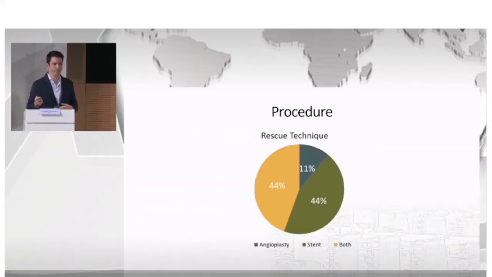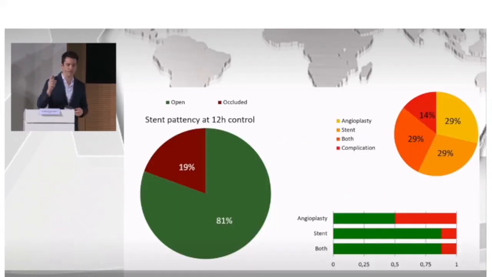And I want to only talk about this graphic, the one on the bottom right of your screen. Those are the results at 24 hours divided by each technique. So green is vessel open, red is vessel closed. With angioplasty, the problem is that the number is not that big. I think it's 5 or 6 patients, but in half of them, the vessel was closed at 24 hours.